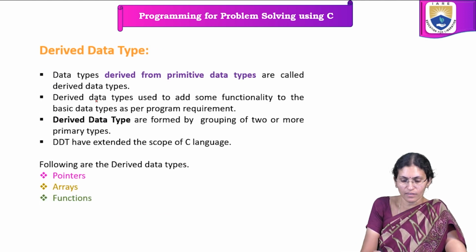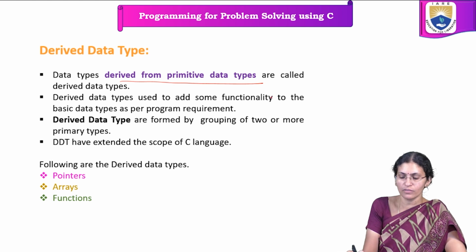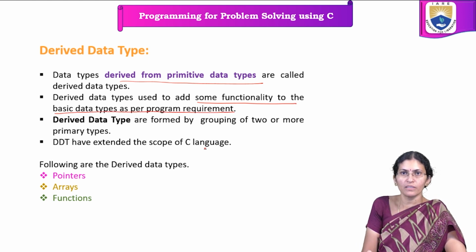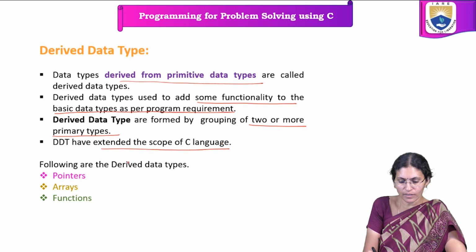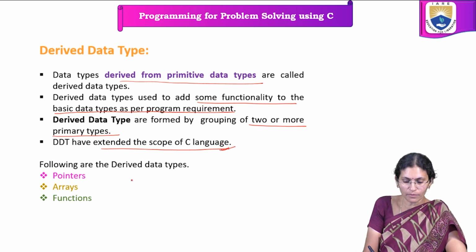The next one is derived data types. These are derived from primitive data types, so they are called derived data types. Derived data types are used to add some functionality to the basic data types as per program requirement. These are also formed by grouping of one or more primary types. These have extended the scope of C language. In derived data types, we have pointers, arrays, and functions.